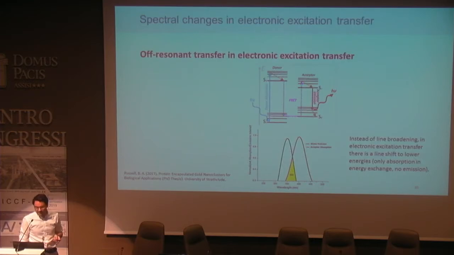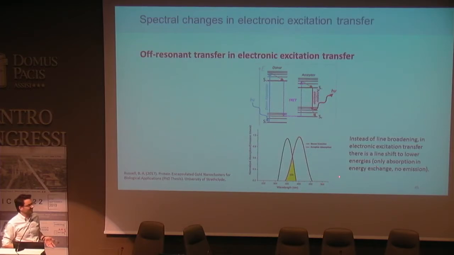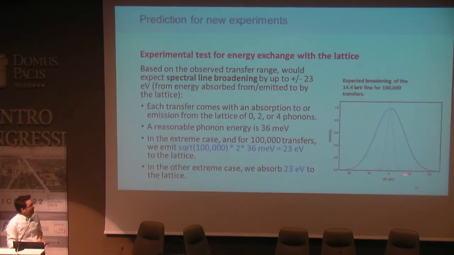And this is interesting again, this is similar to the electronic excitation transfer experiments in biophysics, where instead of a broadening of the line, you see a shift of the line. And that is because in these experiments you only have emission to the coupled system, you don't have absorption from the coupled system. So you don't go higher. Sorry, this is a wavelength, not the frequency. So you don't go higher in frequency, you only go lower in frequency. Whereas in our experiments, we can go higher and lower.